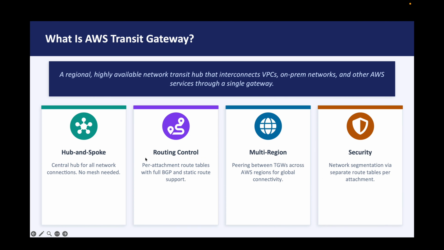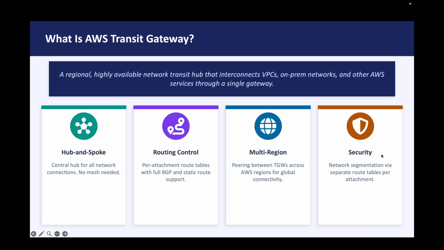Second one is full routing control. Transit Gateway has its own route table, completely separate from your VPC route table. You can create multiple transit gateway route tables to segment traffic. We will go deep on this in a few minutes. Third one is multi-region support. You can peer transit gateways across AWS regions. So if you have a VPC in US East 1 and you want to connect to AP South 1, you can connect their respective transit gateways and route traffic globally with low latency over the AWS backbone.